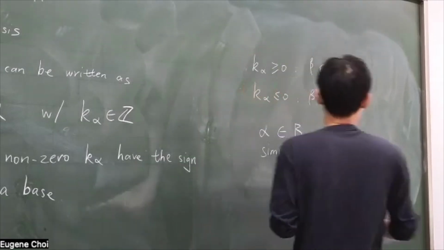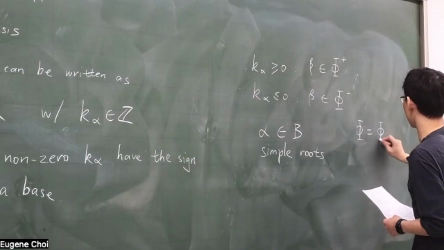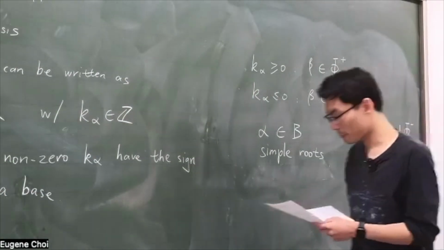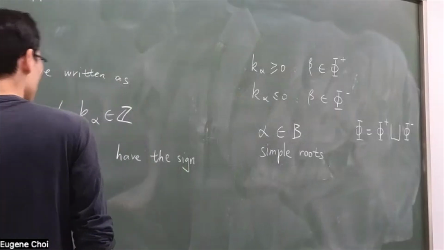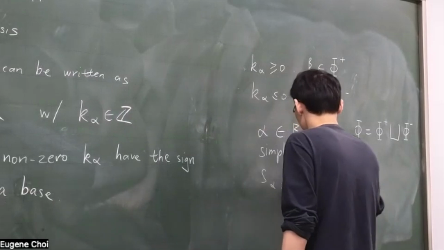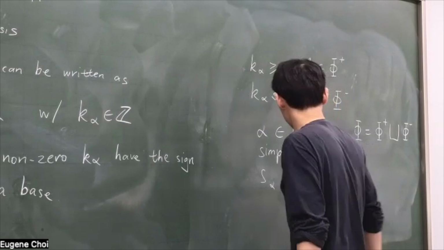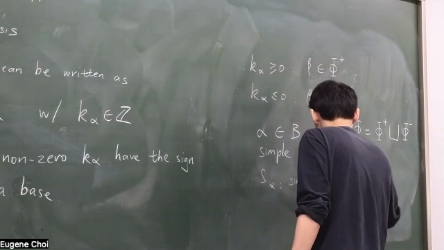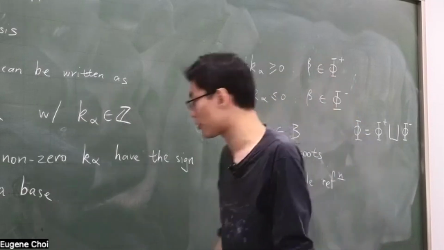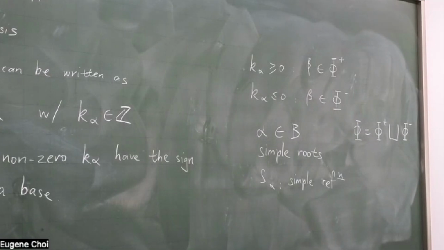And of course, the root system can be decomposed as a disjoint union of the positive and negative roots. And the corresponding reflections will just be called simple reflections. In particular, you can get the whole root system using the reflections.